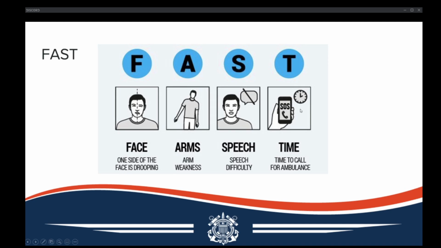Arm weakness on one side usually. Then speech. They have difficulty speaking. Again, that kind of is paired with the drooping to one side. And then time to call an ambulance. You are the ambulance, so that doesn't really apply. It's just FAST. It's the important bit.